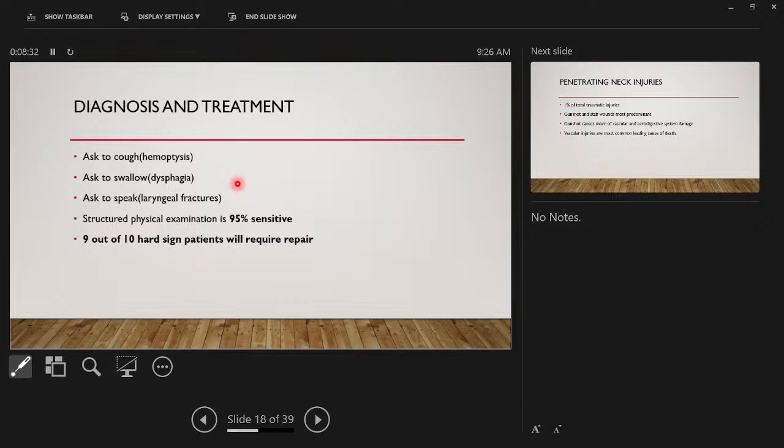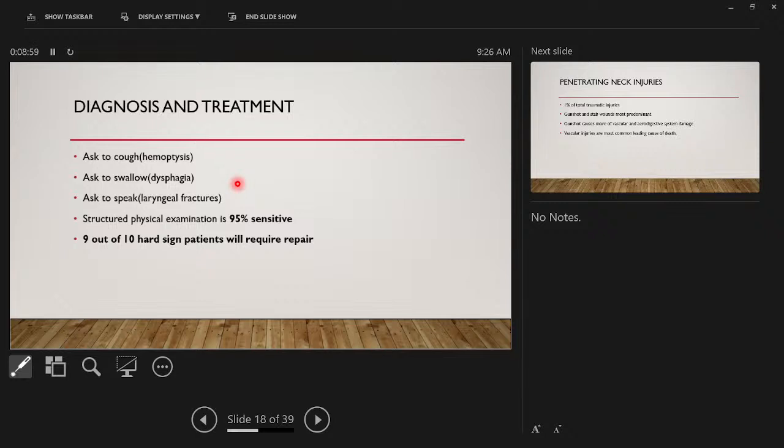And initially, we start with the diagnosis and treatment. Ask the patient to do simple maneuvers like cough, swallow, speak, and do a structured physical examination. If the patient is coughing and having blood in sputum, so hemoptysis, there may be bleeding inside. Ask the patient to swallow, to see if there is any dysphagia or not. Ask the patient to speak, to see if there is laryngeal fracture or any hoarseness of voice or not.